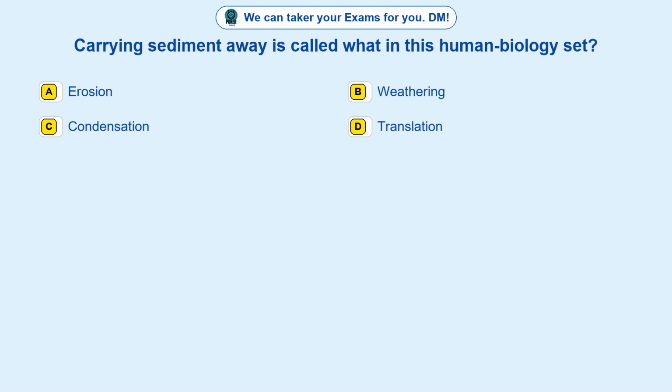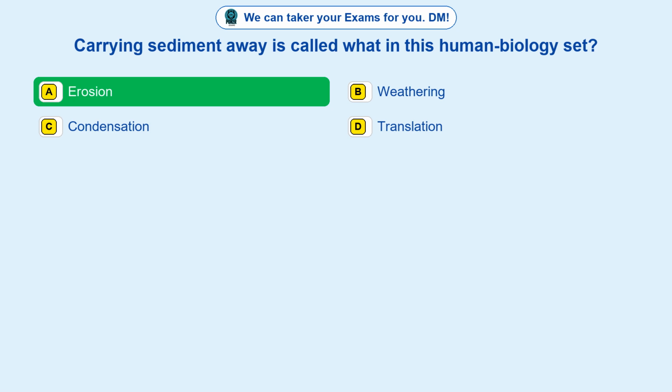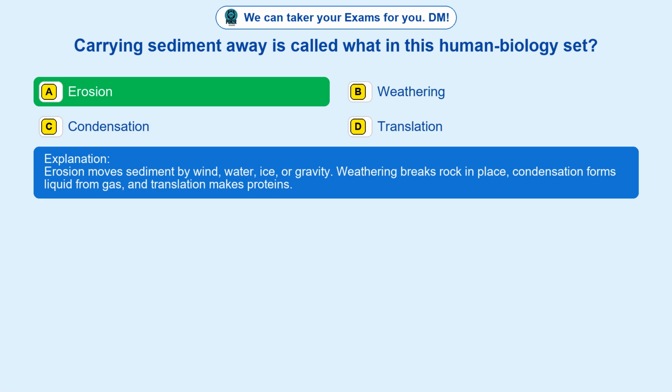Question 82. Carrying sediment away is called what in this human biology set? Option A, erosion. Option B, weathering. Option C, condensation. Option D, translation. The correct answer is option A, erosion. Erosion moves sediment by wind, water, ice, or gravity. Weathering breaks rock in place, condensation forms liquid from gas, and translation makes proteins.